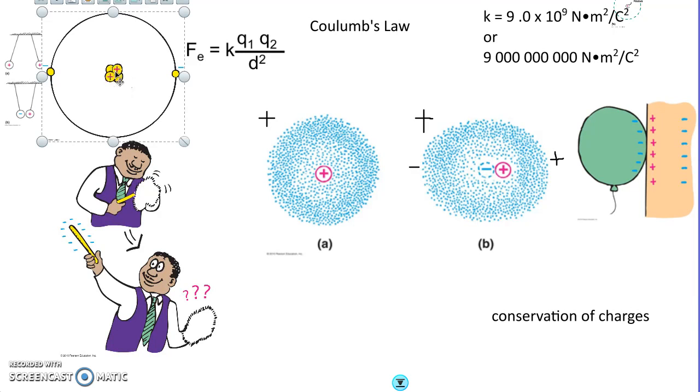Protons, the positive part, are in the middle. They cannot leave. They're bound tightly there, held together with the neutrons by nuclear forces. It's only these outside electrons. These can be called valence electrons.